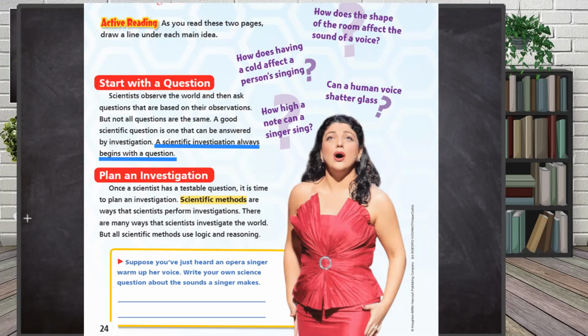Once a scientist has a testable question, it is time to plan an investigation. Scientific methods are ways that scientists perform investigations. There are many ways that scientists investigate the world, but all scientific methods use logic and reasoning.